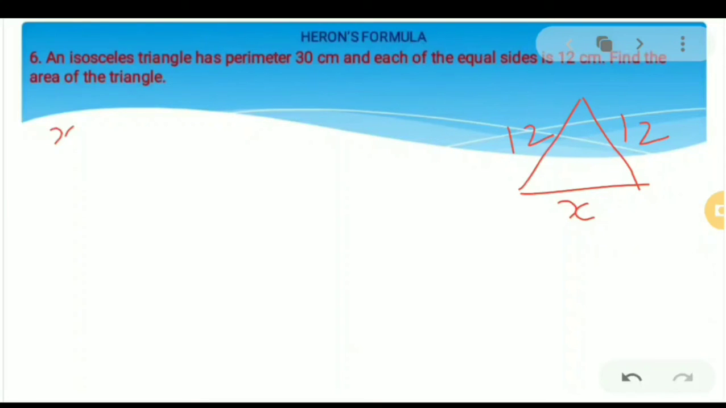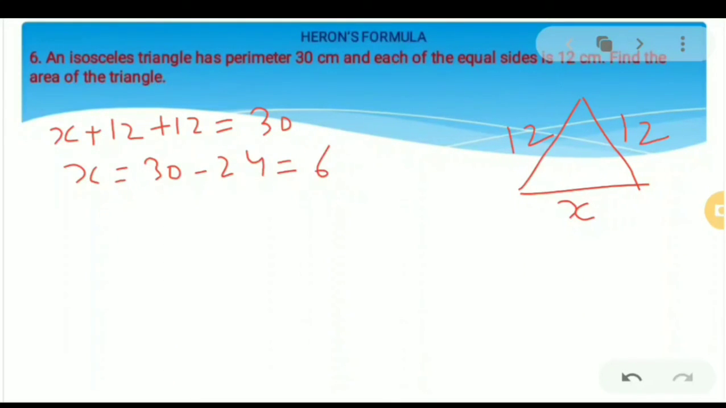Now we are given the perimeter is 30 centimeters, meaning the sum of all sides equals 30 centimeters. So we can write x plus 12 plus 12 equals 30. So we will get x, the third side, from here: 30 minus 24, that is 6. So this third side is 6. Now we have to find the area of this triangle. Now we know all three sides of the triangle, so we can use Heron's formula. First of all, we have to find S. S means semi-perimeter, the sum of all sides divided by 2, and the sum of all sides means the perimeter, which is already given here, 30. So 30 divided by 2 will come 15.